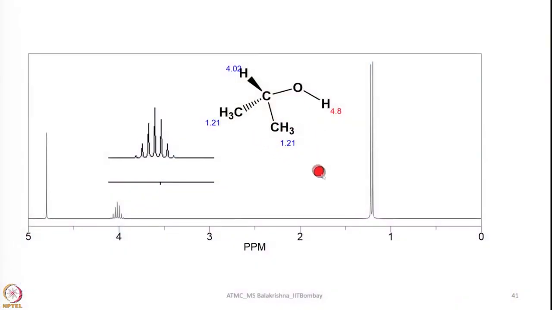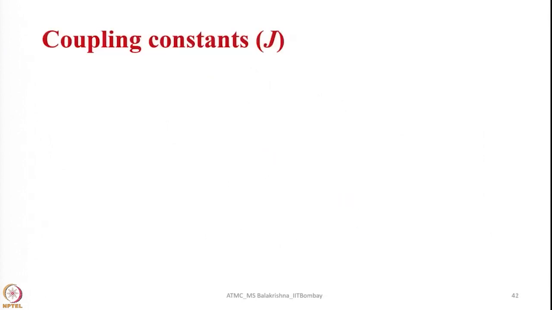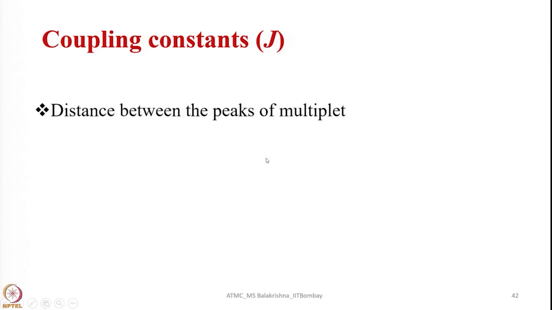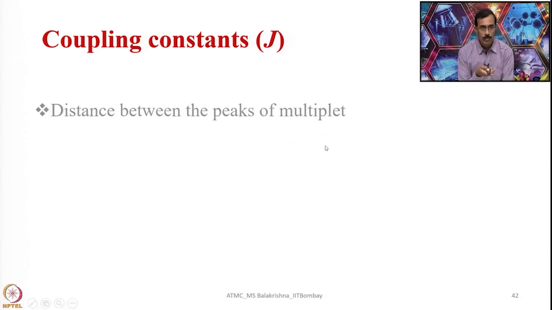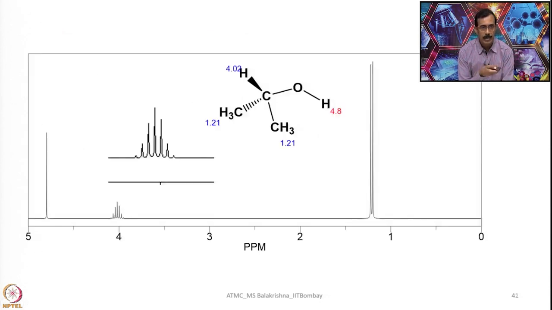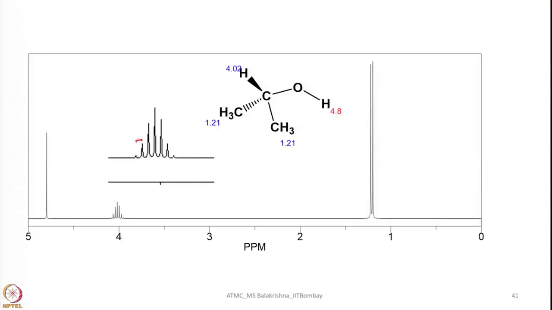For this isopropanol spectrum I have shown here, a septet is there, and OH is coming around 4.8, and then this is coming around 4.02, and then these two are coming as a doublet around 1.21. What is the coupling constant now? Another term is coming. So the distance between the peaks of a multiplet is called the coupling constant. If you go back to here, the separation between these two is the same as this separation, and this separation is called J, the coupling constant.